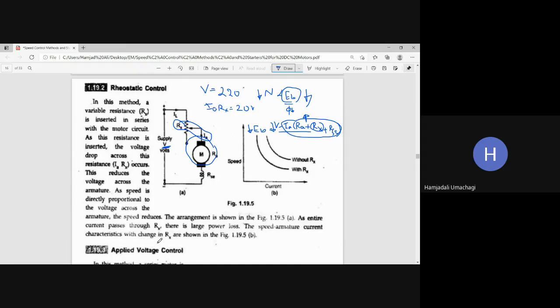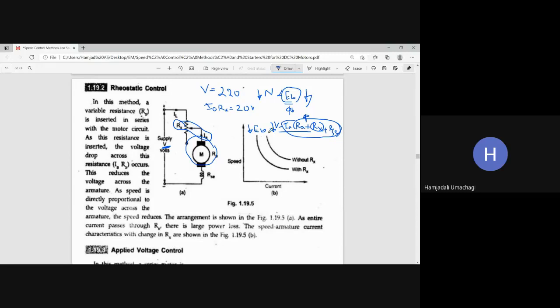Then the speed versus armature current characteristics with change in Rx. So here, with the change in the current, how the speed will change. So this is nothing but speed versus current characteristics. So how that speed will be altered with the help of adding the rheostat. So this is the first curve with Rx. If I add Rx, then I'm going to get this speed curve. If I don't add Rx, then I'm going to get this speed curve.